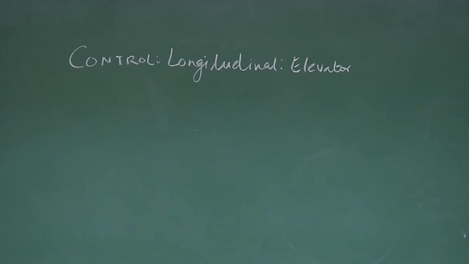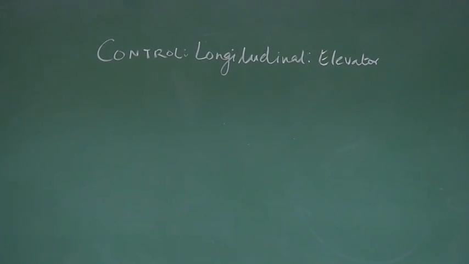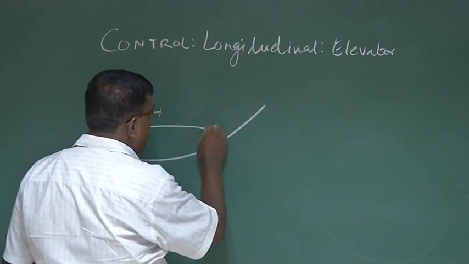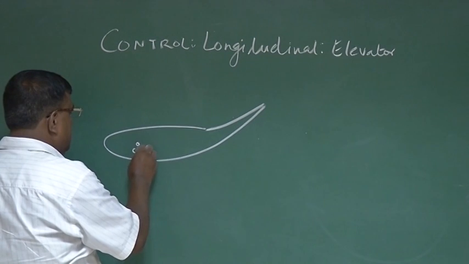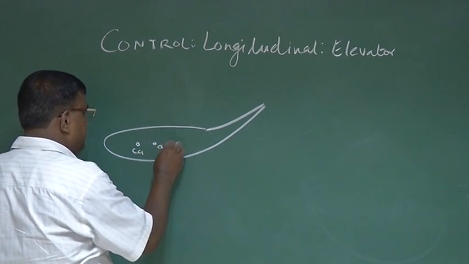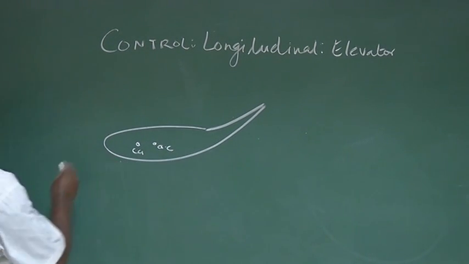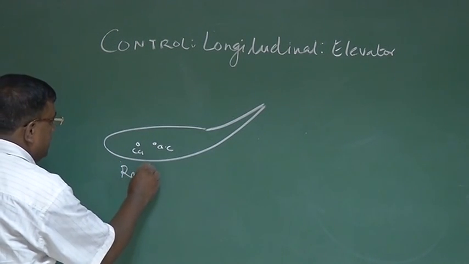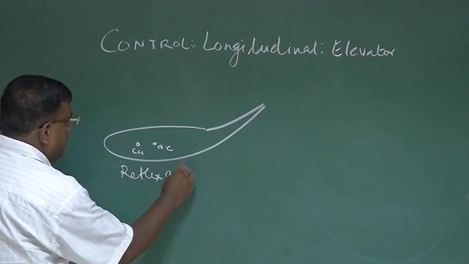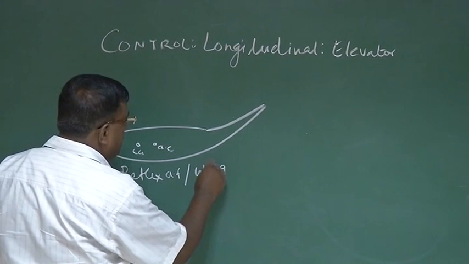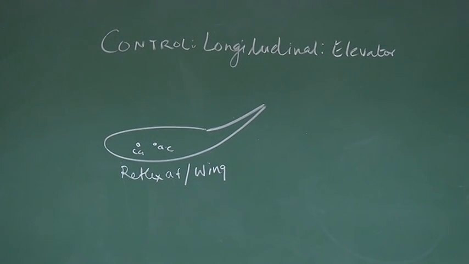Now again I come back to a configuration which is a flying wing. Let us say this is a flying wing. By now we know it has to be a reflex aerofoil, and this is the CG and this is the AC. So if I draw, this is a reflex aerofoil. Of course, what we mean by that is it's a flying wing having a reflex aerofoil. Take the cross section, it's having a reflex aerofoil.